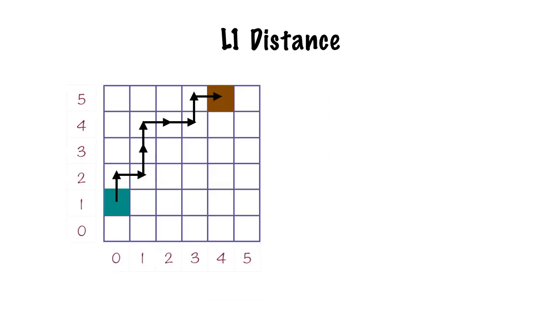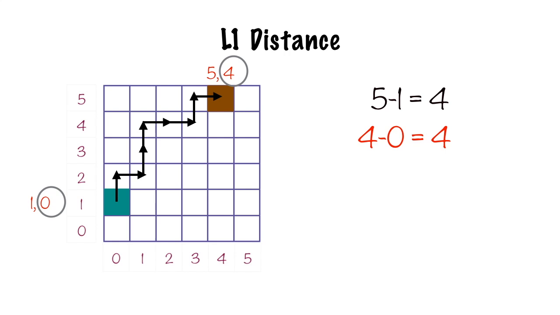To make this real, let's consider an example. Let's find the Manhattan distance between the points 1, 0 and 5, 4. These are the coordinates of the two highlighted points. Here, the number of horizontal blocks which will have to be traversed is equal to 5 minus 1, which is equal to 4. This is simply the difference between the x coordinates of the 2 points. In the same manner, the number of vertical blocks which will have to be traversed is given by 4 minus 0. That's the difference between the y coordinates of these 2 points.